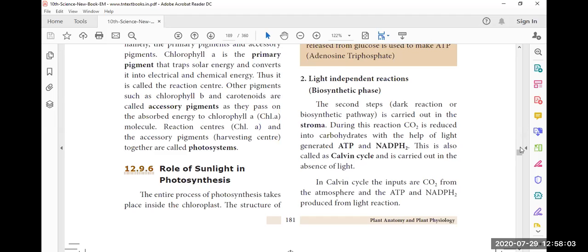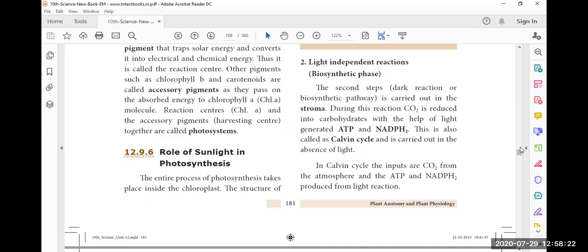The second step, the dark reaction or biosynthetic pathway, is carried out in the stroma. The first process, the light dependent reaction, fully occurs in the thylakoid. The second, the dark reaction, is fully carried out in the stromal region. During this reaction, carbon dioxide is reduced into carbohydrate with the help of light generated ATP and NADPH2. This is also called the Calvin cycle and is carried out in the absence of light.